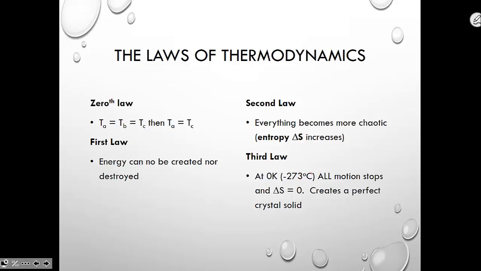And finally, the third law of thermodynamics is that if you are at absolute zero, negative 273 degrees Celsius, then all movement stops and entropy reaches 0. This is known as a perfect crystal solid. In AP Chemistry, we will talk about the third law of thermodynamics a little bit more. For this course, really all you need to know about the third law of thermodynamics is that absolute zero, or 0 Kelvin, is negative 273 degrees Celsius.